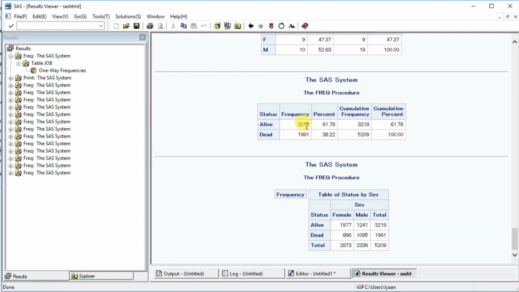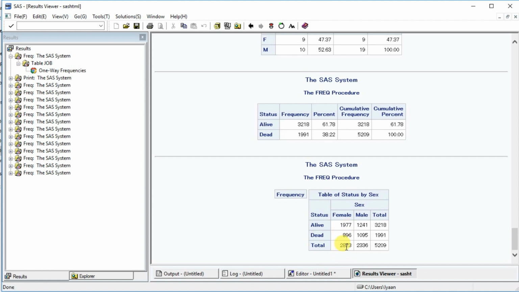Now 3218, they are alive. I don't know their distribution as in male and female. So here 3218, out of this 1977 are females and 1241 are male. So out of this, the ratio of alive people is higher for females.